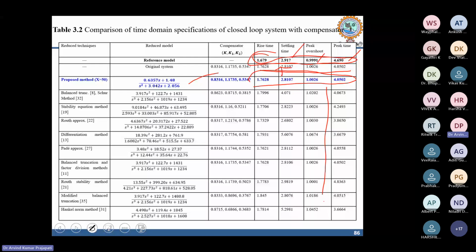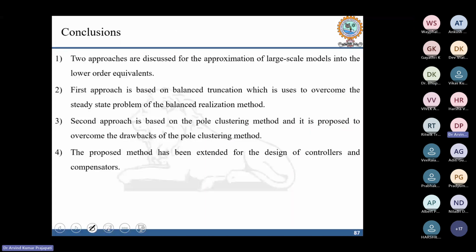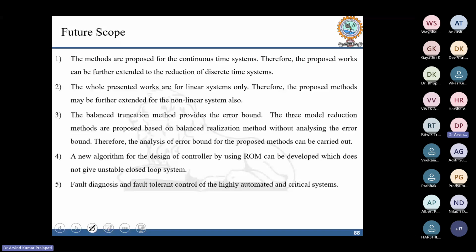Now I'm going to conclude my talk. In this talk, I have discussed two approaches: one in the frequency domain, and the other in the time domain. The methods I have discussed overcome the existing conventional methods. I have also used pole clustering methods, and I have extended those methods to the design of the controller and compensator as an application of model order reduction.